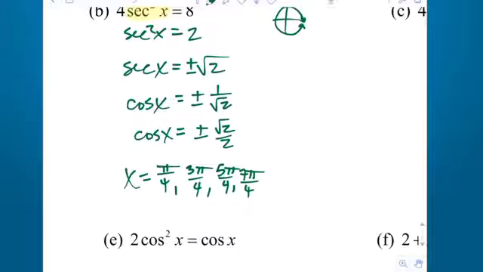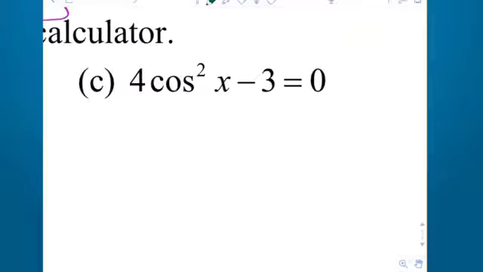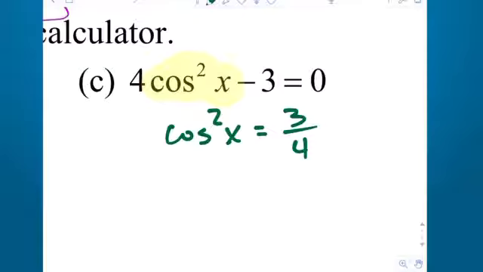All right, so far so good? Nothing to it, kind of fun, using the unit circle in reverse. All right, letter C. It's equal to 0. Is that what I want? Very good. Again, I have a single trig term. There's not two terms with variables, so I want to isolate the cosine squared so I can isolate the cosine. So if I bring the 3 over and divide it by 4, hopefully you can go straight to 3/4. Positive 3 over 4.